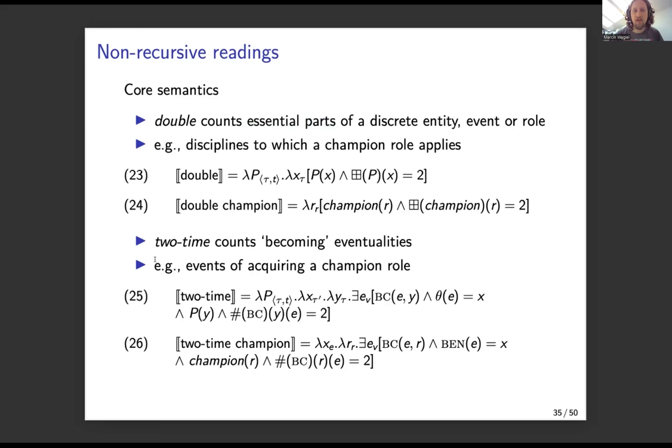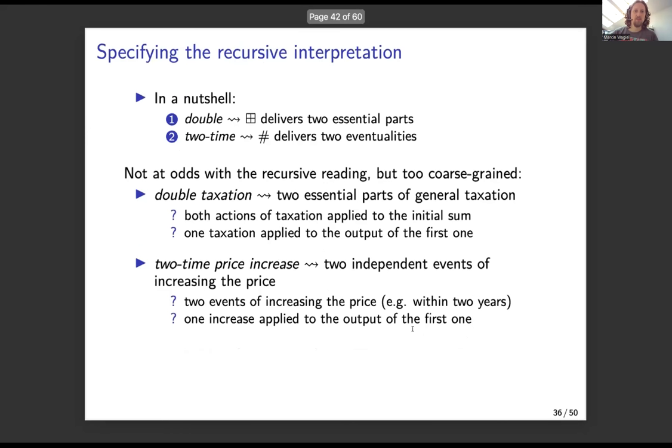On the other hand, two-time counts becoming eventualities. In the champion example, it would be events of acquiring a champion role, right? So in 26, we have the denotation of two-time champion. What we see there is that we have a becoming event that relates the role, in which the individual is a beneficiary of that becoming event. So in other words, an individual X in the event E acquires the role R. And this is a champion role. And there are two such becoming events. So that's the semantics in 26. Okay. And now Jan will tell you how we extend it to recursive interpretations.